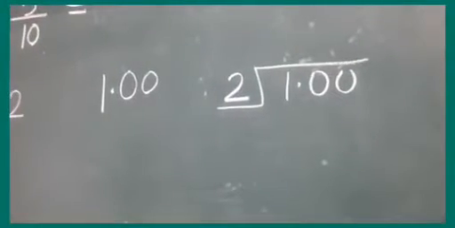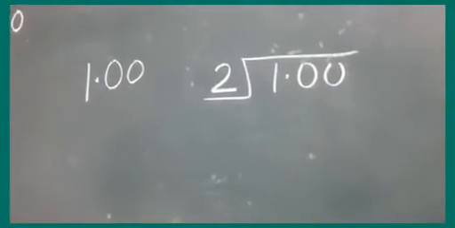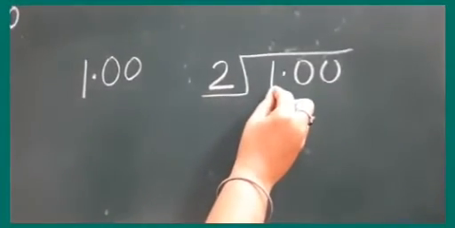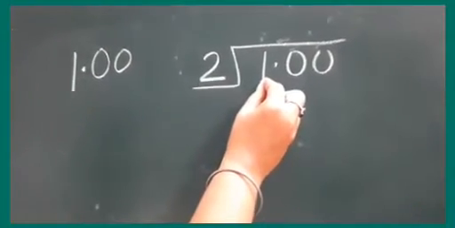First I will divide the whole number part. After that I will divide the decimal part. Now here in the table of 2, 1 doesn't come. So it is not divisible by 2. So what will I do? 2 zeros are 0.